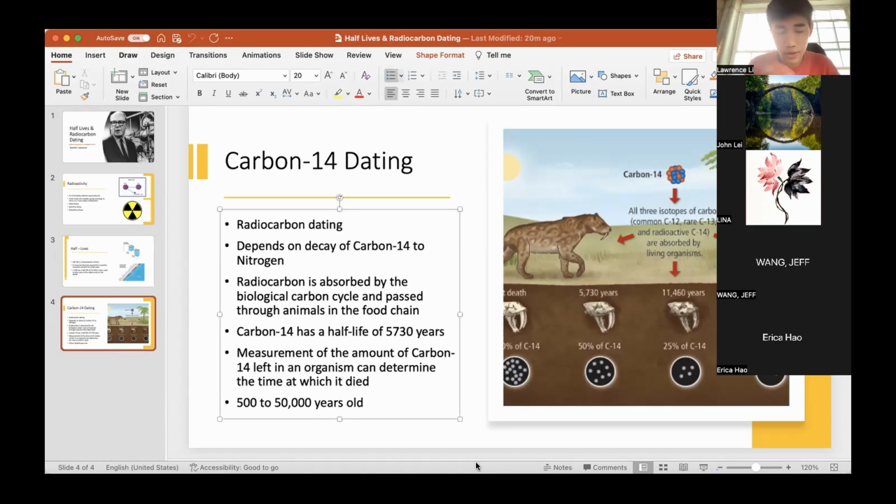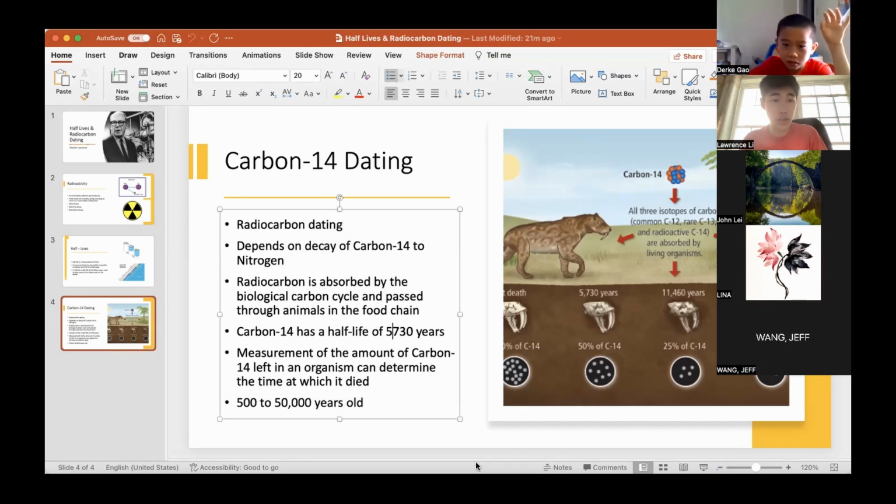And if the organism, say for example, died, let's say died 14,000 years ago, 14,060 years ago, for example, given the 5730, then we will know that it's 50% of the original 50% because it has been 2 half-lives. And so over time, we can see how little carbon-14 is left in the dead body.